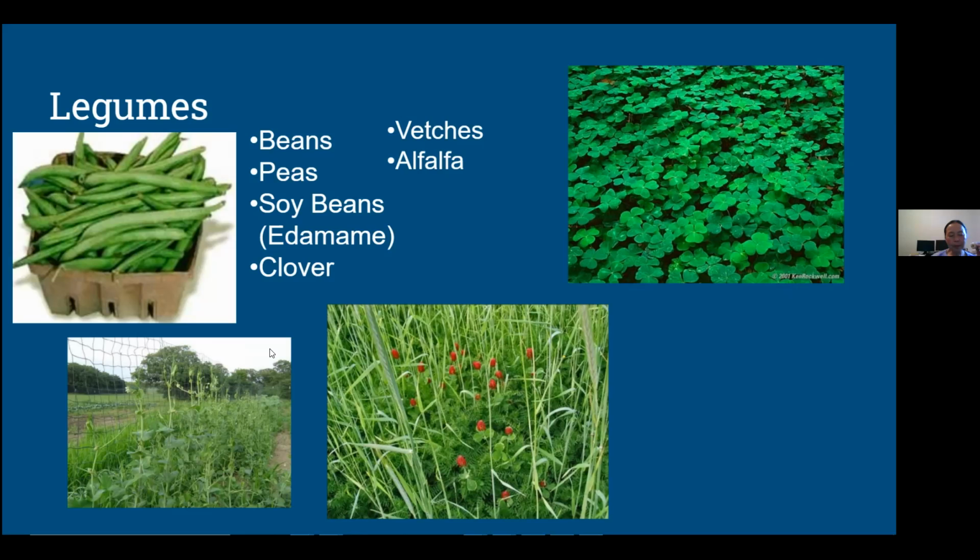Legumes consist of the beans, your peas, soybeans or edamame, clover, vetches, alfalfa. These are also going to be a lot of your cover crops too. These are plants that really do feed the soil with a lot of good nutrients, but they're also very common cover crops as well.